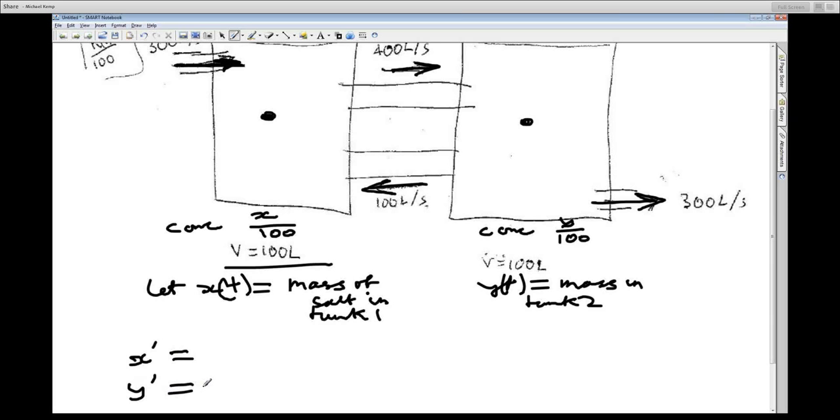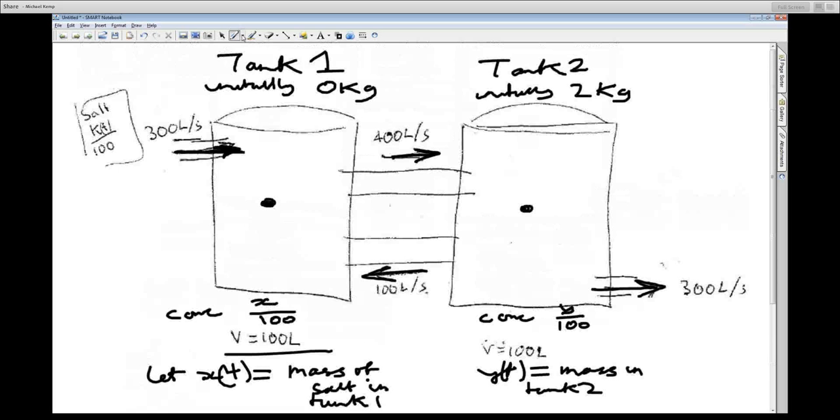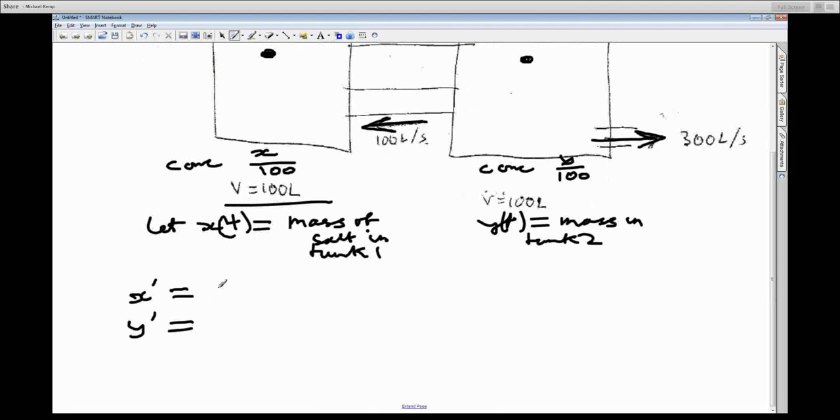So if we look at x for the moment, this is our first tank. We've got 300 litres a second coming in, and each of these 300 litres contains a concentration of k(t) over 100. So if you multiply those two together, that tells you how much mass is coming in. So you've got 3 lots of k(t) amount of salt coming in through the intake.